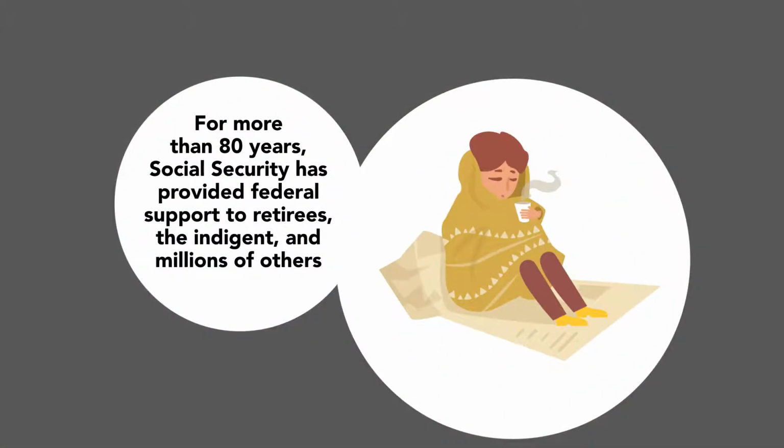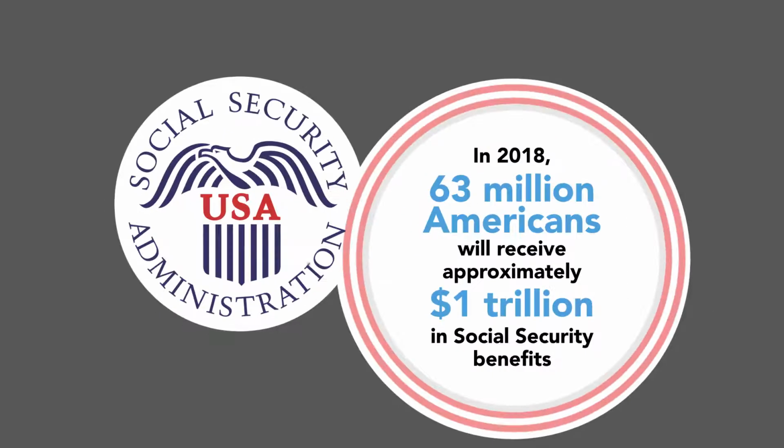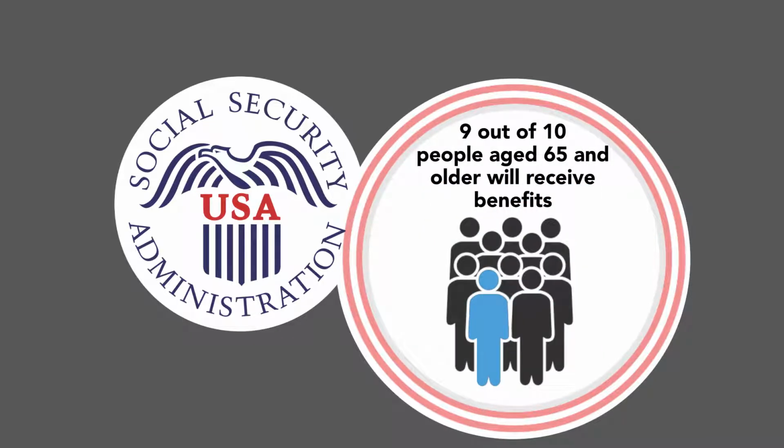For more than 80 years, Social Security has provided federal support to retirees, the indigent, and millions of others. The Social Security Administration estimates that in 2018, 63 million Americans will receive approximately $1 trillion in Social Security benefits, and nearly 9 out of 10 people age 65 or older will receive benefits.